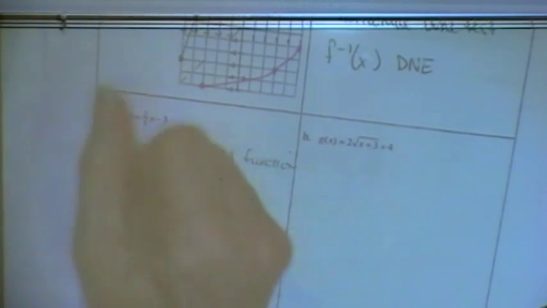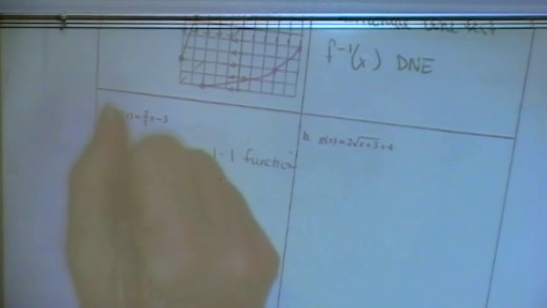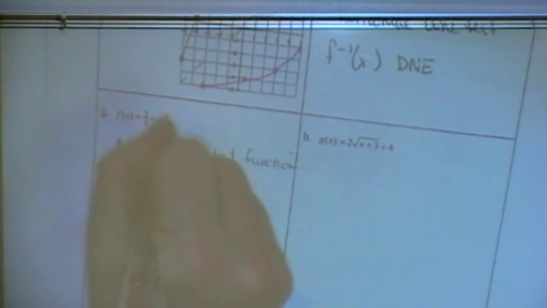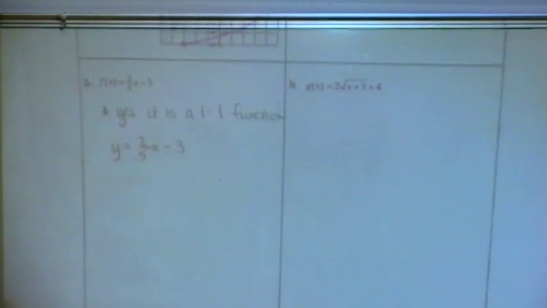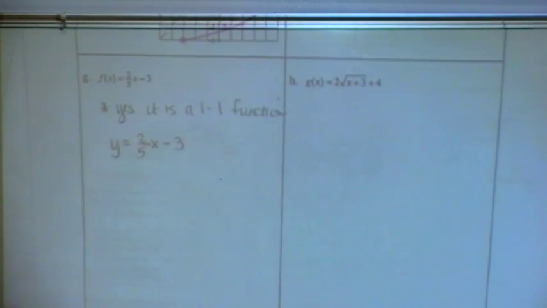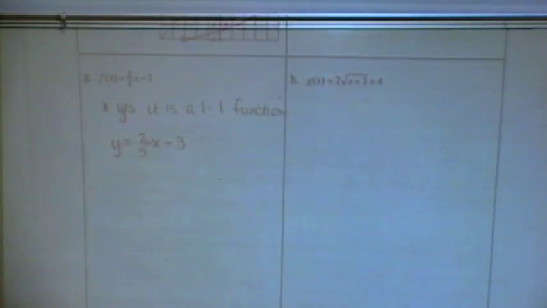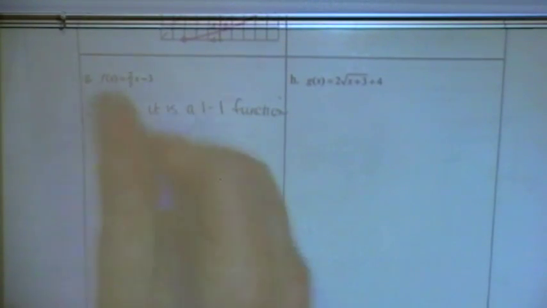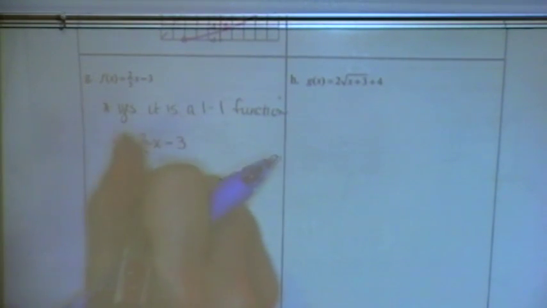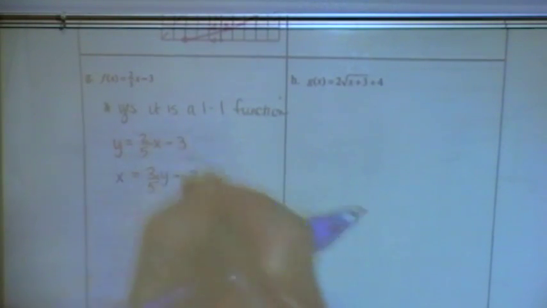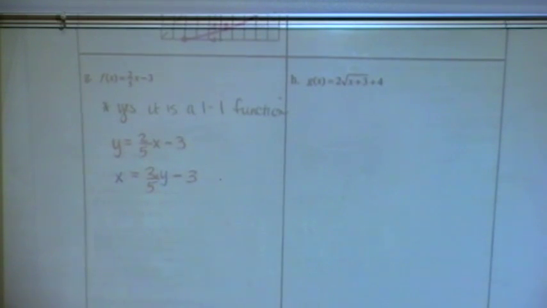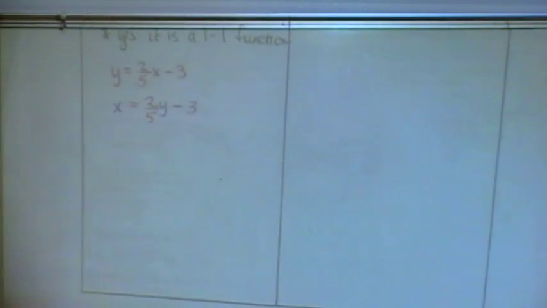So I'm going to write it first as y equals, instead of f of x. Now, switch x and y, just the letters, switch places. So now I have x equals 2/5 y minus 3. And now you are solving for the new y. You're getting the new y by itself. So I'm going to add 3.